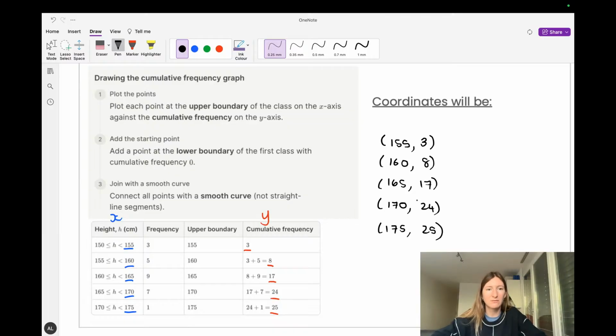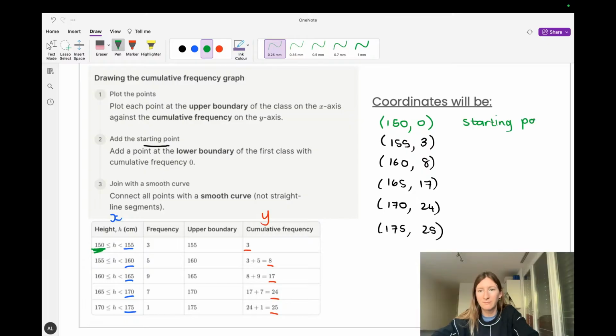But one thing that we mustn't forget is that we need our starting point. So your starting point is always going to be the lower boundary and 0 for cumulative frequency, because we are starting from 0. So it's going to be 150 and 0. That is always going to be your starting point. So a lot of people forget that and just start it from 0, 0. Don't start it from 0, 0. Start it from your lower boundary, because if you're starting from 0, 0, that's going to skew your data. It's not going to be true. So your lower boundary is what you need.